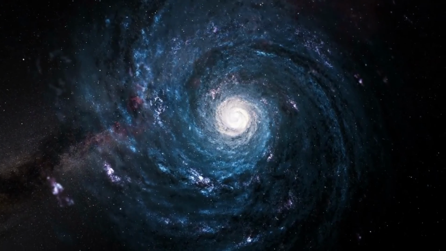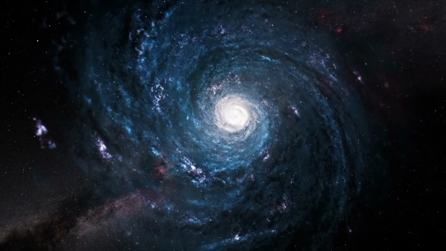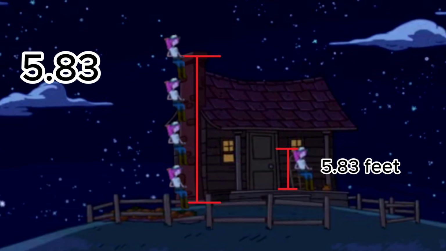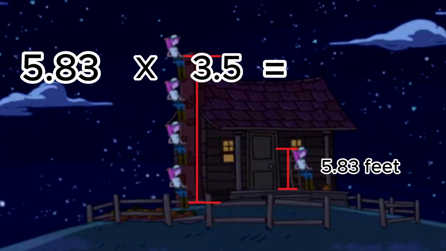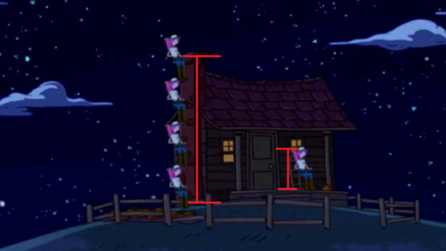From analyzing that shot, I found that it took approximately 3.5 Princess Bubblegums to make up the height of the cabin. So whenever you take that number and multiply it by 3.5, what that comes out to is approximately 20.4 feet, which is not incredibly unbelievable for a cabin. Now the question we have to ask ourselves next is, of course, how many cabins does it take to make up a mushroom cloud? Only on this channel, guys.